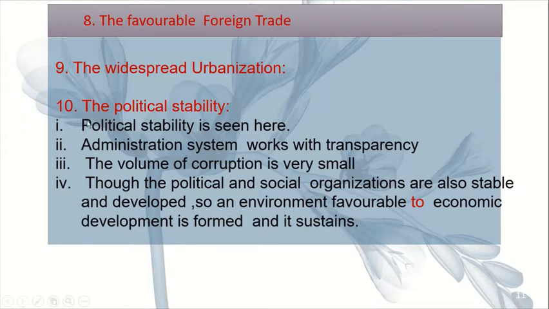Okay. 10 number, the political stability. So, in the developed countries, political stability is seen here. Administration system works with transparency. The volume of corruption is also very small. Though the political and social organizations are also stable and developed, so an environment favorable to economic development is formed and it sustained.